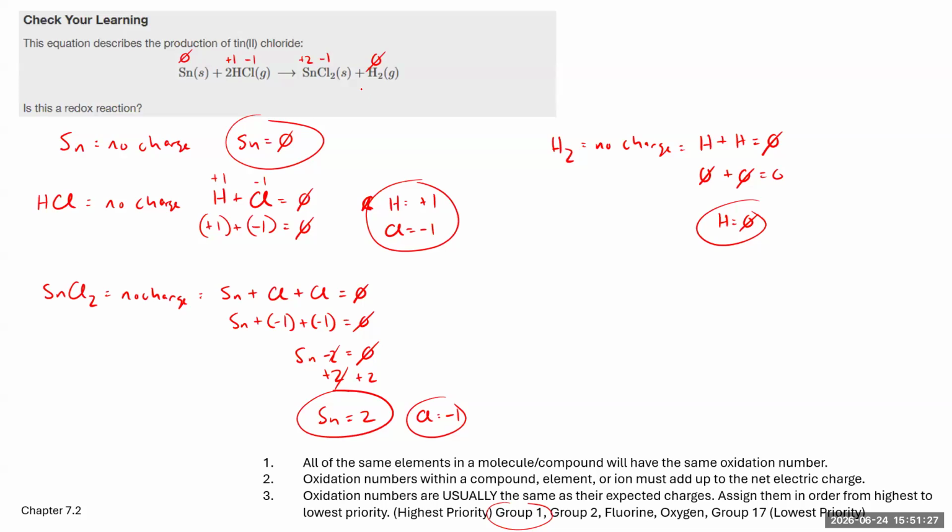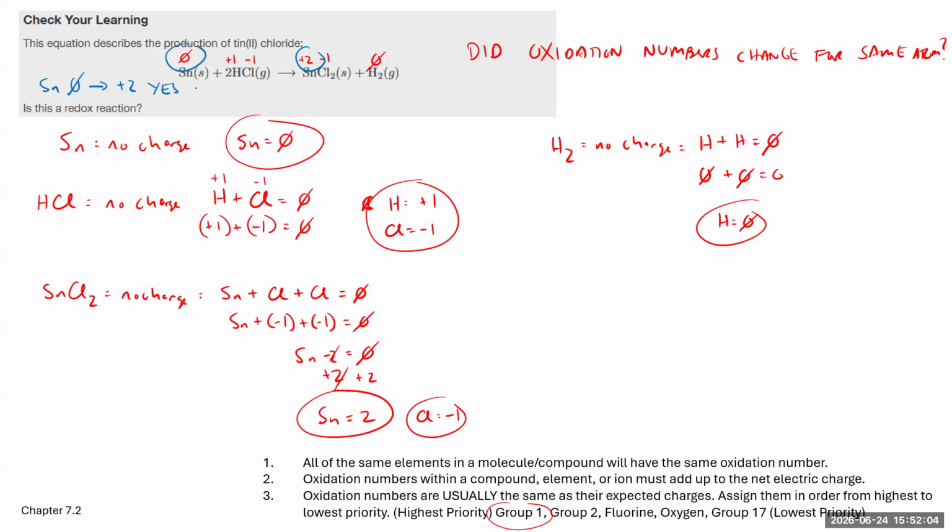Okay, now did oxidation numbers change for the same atom? Well, let's take a look. We have Sn as 0, Sn as +2. So we say Sn went from 0 to +2.